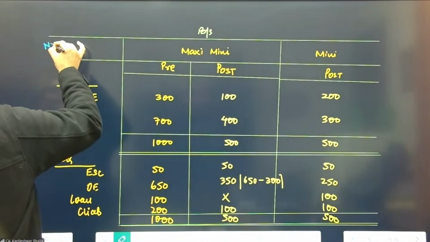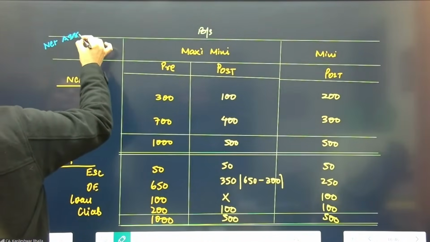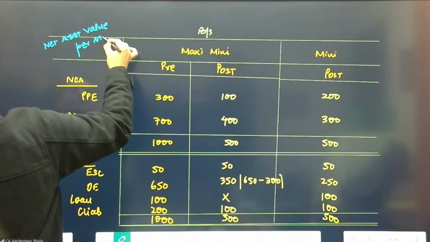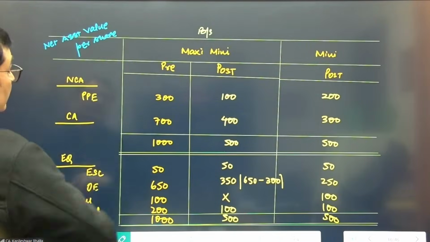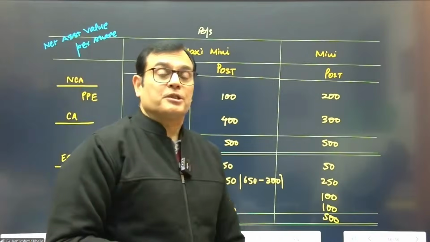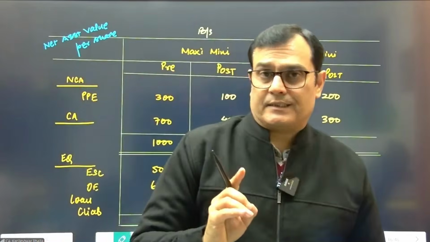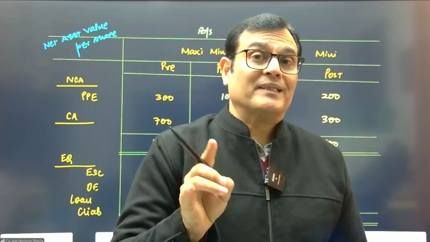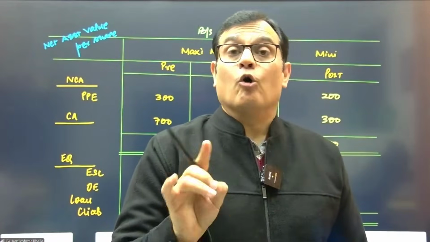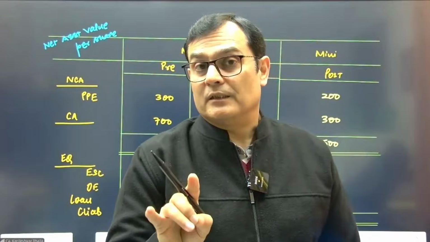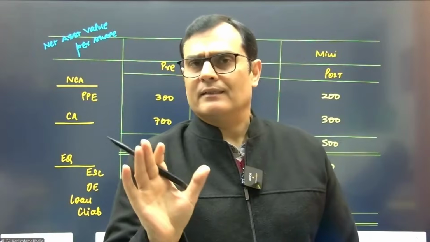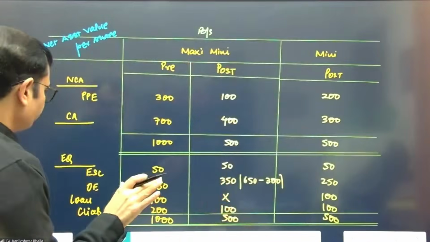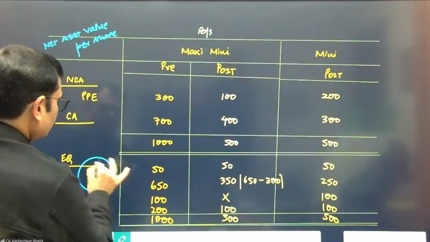We want to calculate the net asset value per share. Net asset value per share would mean net assets divided by number of shares. Either you take assets minus liabilities as net assets, or you take equity share capital plus other equity. Both ways you get net assets. So I think we can take the sum total of this.